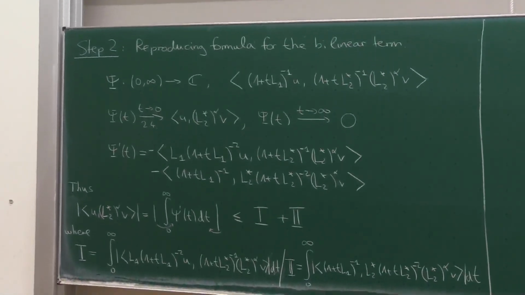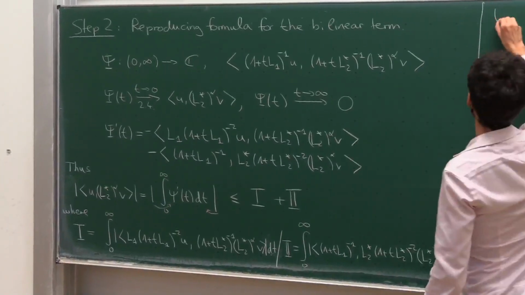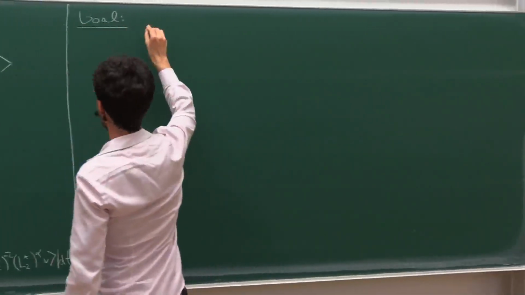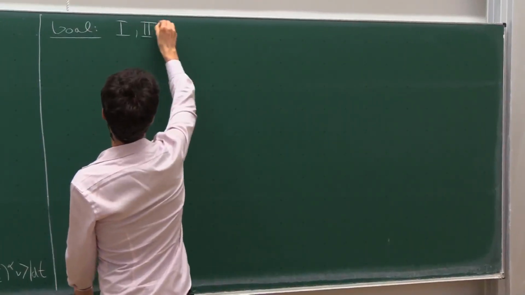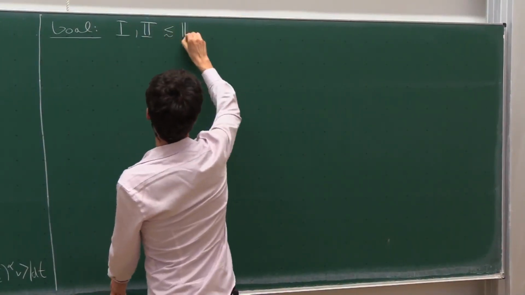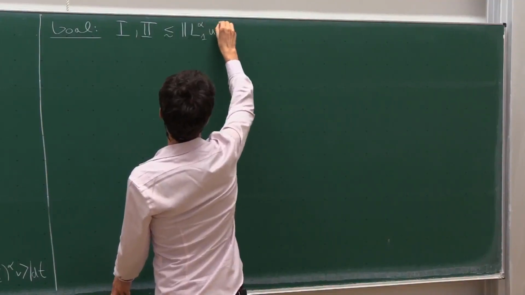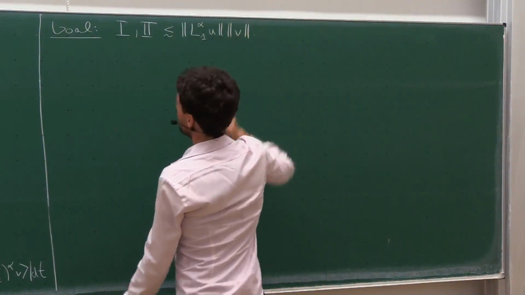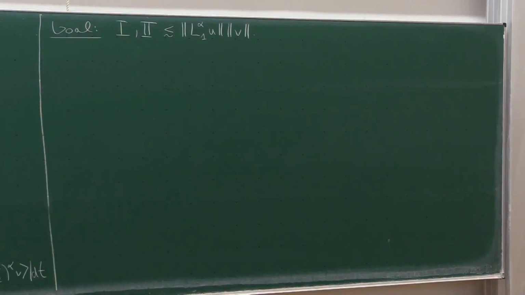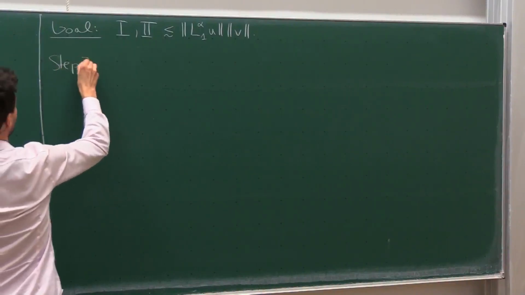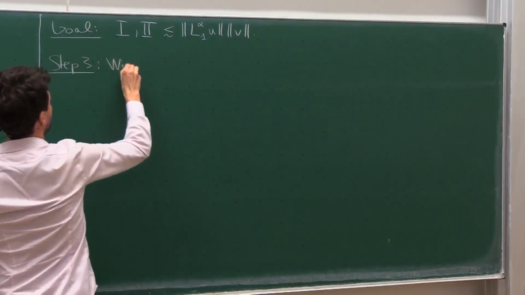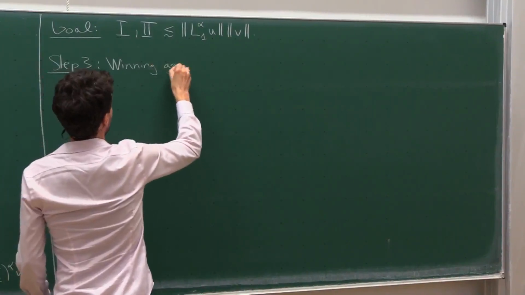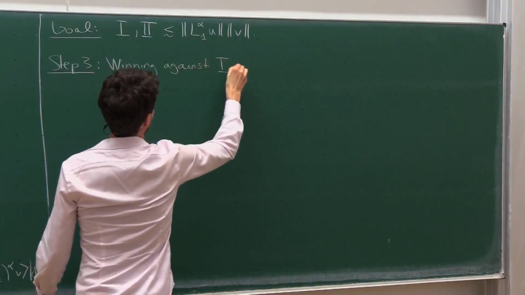And so what do we have to do? The goal is to prove that both of these terms are controlled in the way that I want for the bilinear estimate. So I should have L1 to the alpha of u, and I should have v. That's the goal. And now I just have to do that. Okay, so how are we going to do that? Step 3. Step 3 is about winning against term 1.